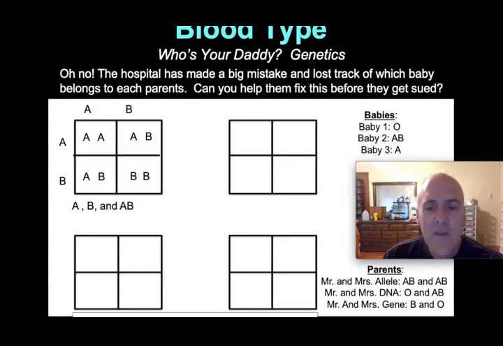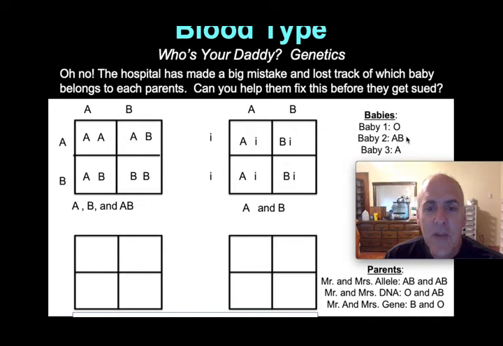So here's Mr. and Mrs. DNA, AB and O. Remember, O is the two little eyes and it's recessive. So here's a type A, type B, type A, and type B. So these parents can only have type A or type B. Therefore, which baby is theirs?